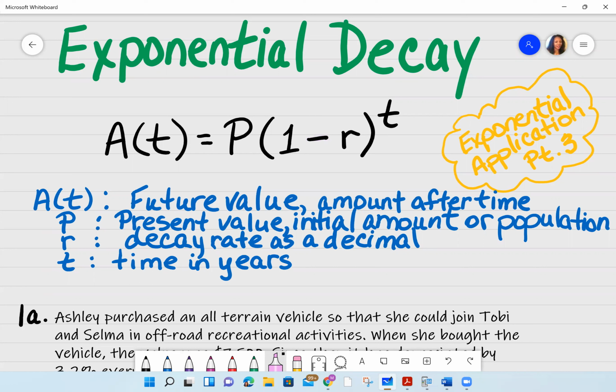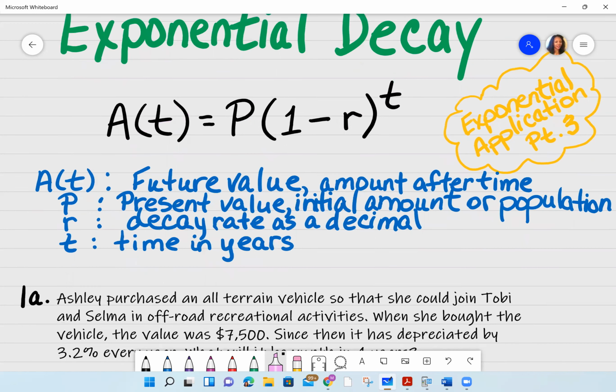So the first thing I like to do is go ahead and count my variables so I can see what I need to keep track of. I have A of t is equal to P times the quantity of 1 minus R raised to the T power. So I highlighted 4 variables, which tells me that I'm looking for at least 3 of them in my word problem, and the 4th one is the one that I'm going to be solving. I've already discussed in other videos what each of the variables represent, so you can just read through that if you need to.